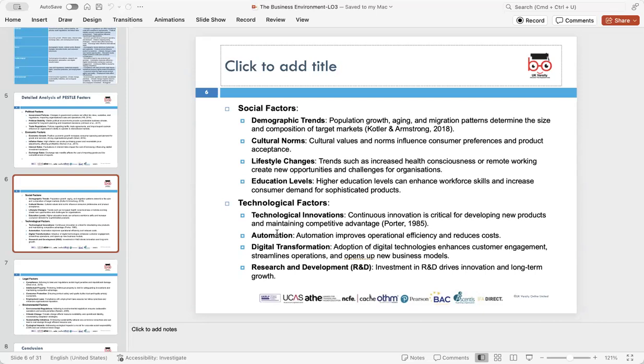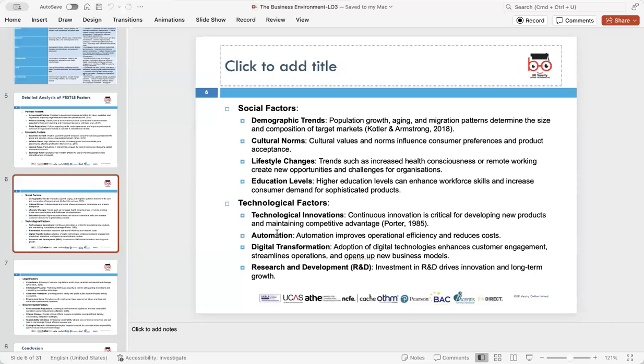Cultural values and norms significantly influence consumer preferences and product acceptance. Products that align with local values and traditions are more likely to succeed. For example, certain foods or fashion styles may be popular in one culture but not in another.